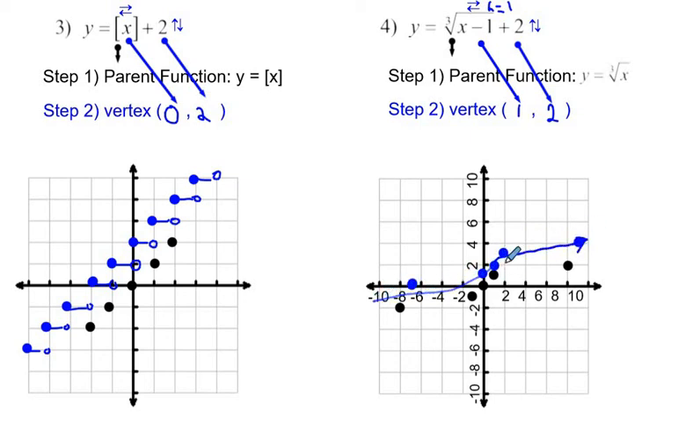Okay, so it's not that complicated and very consistent. And again, if you wanted to describe what was happening, this graph was moved up 2, this graph was moved right 1 and up 2. And that will be part of our next examples, to actually describe that.